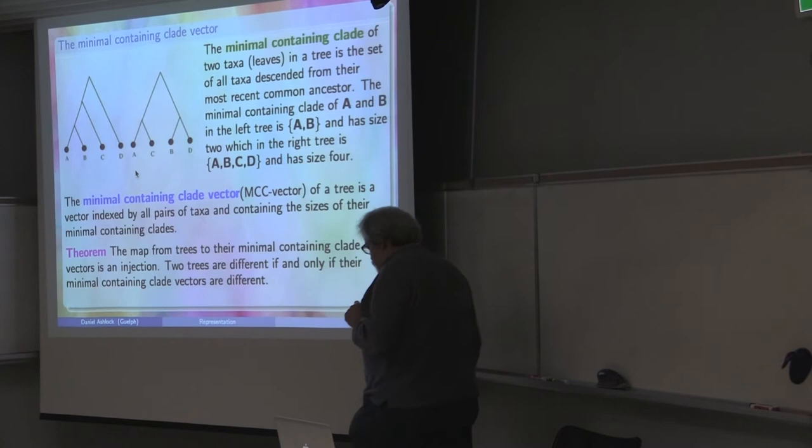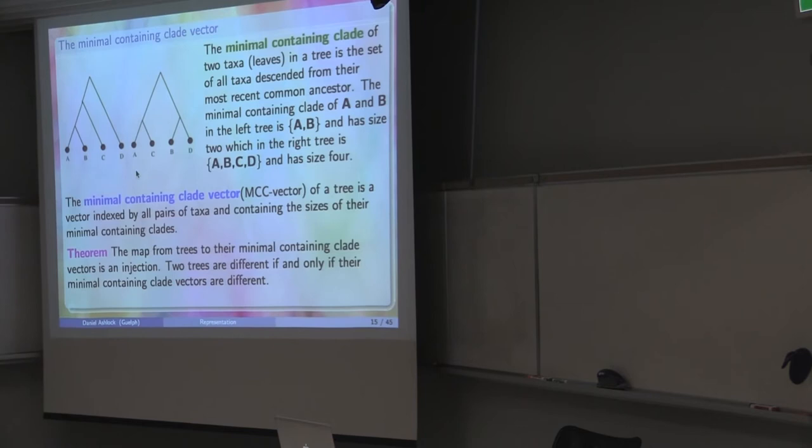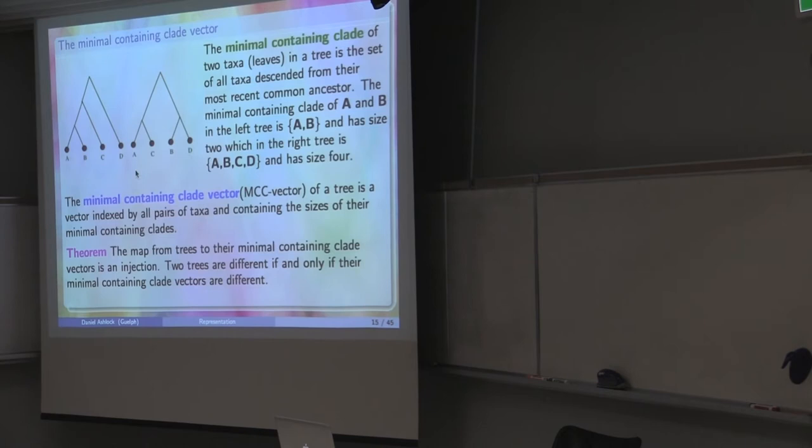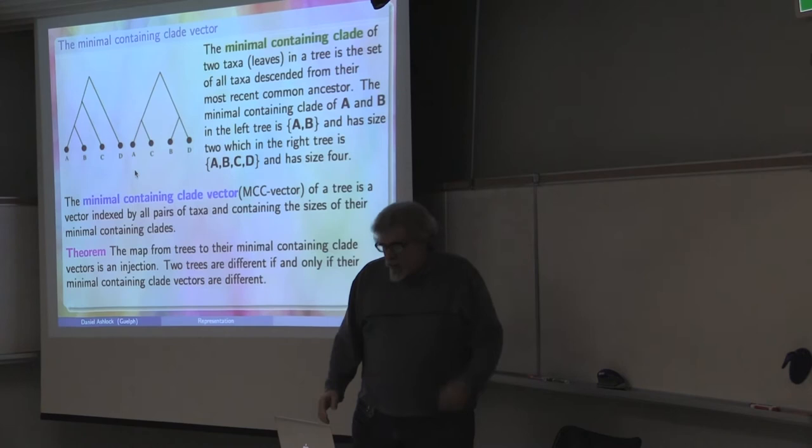This is a theorem that Colin Lee, one of my students, did. The map from trees to their minimal containing clade vector is an injection. That's too mathy. So two trees are different if and only if their minimal containing clade vectors are different. And the first thing that's nice about this is the minimal containing clade vector completely ignores if you were to put AB here and C there. When you draw a tree, you have all these choices about which way the branching goes. The minimal containing clade vector washes that out. You just get a vector indexed by the pairs of taxa, though you have to put them in a consistent order. But the other thing that's really cool is it injects the trees into Euclidean space.